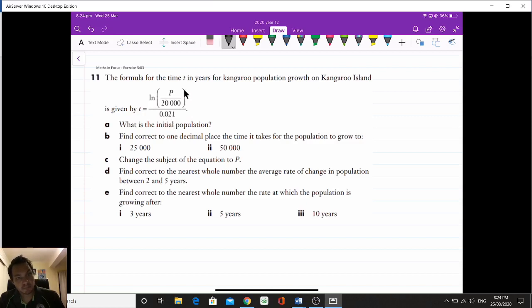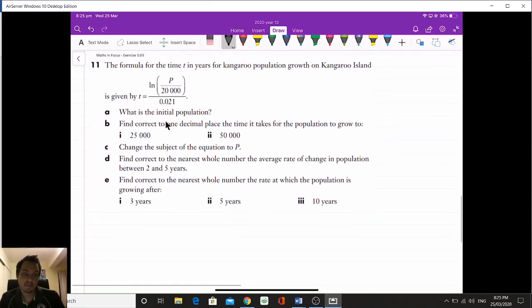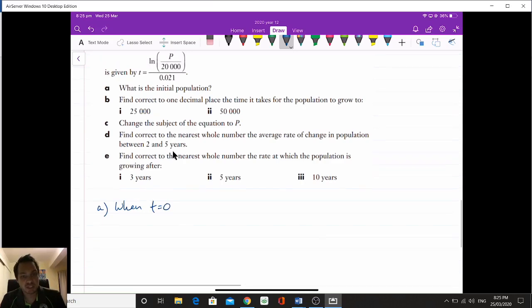Okay, so if we wanted to graph this, we could work out, given a population, what time it takes to get to that population. I mean, that's not that useful, but we'll have a look and see what we actually want to do with it. Okay, so firstly, A, what is the initial population? For A, we're going to say when time is equal to 0, we'll find our initial population, isn't it?